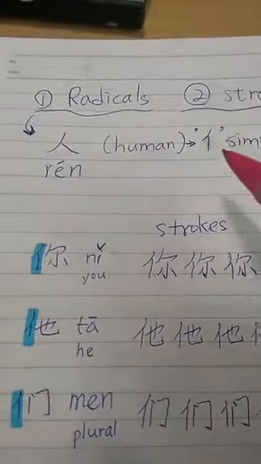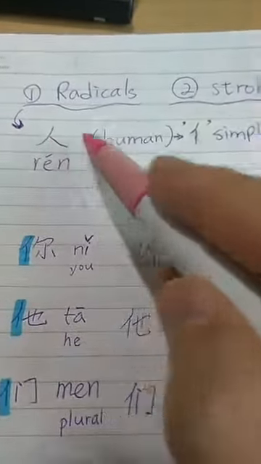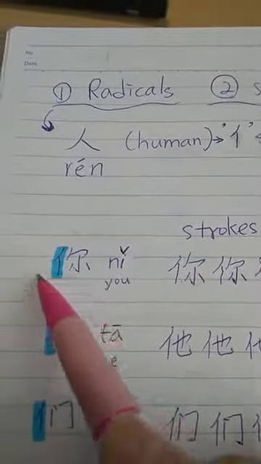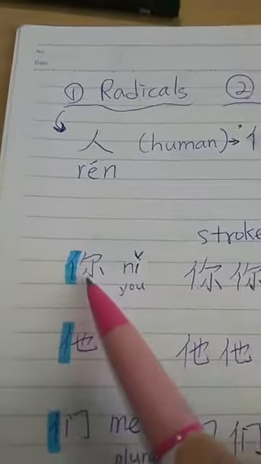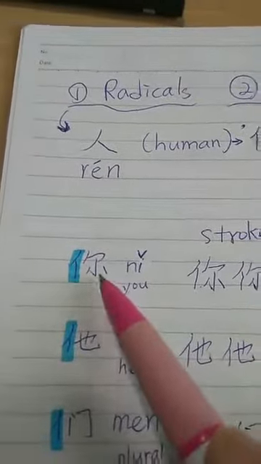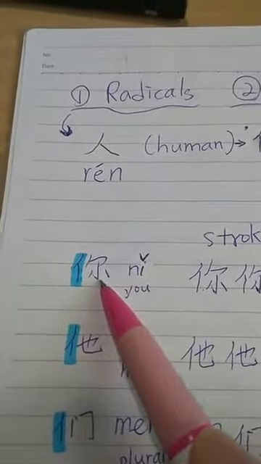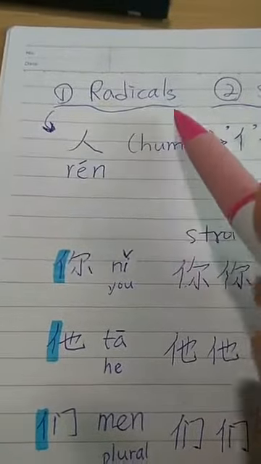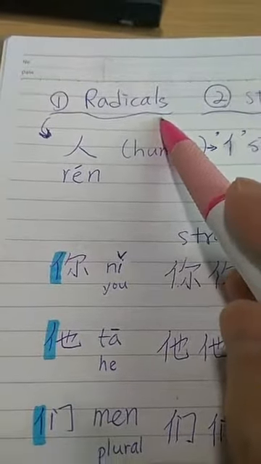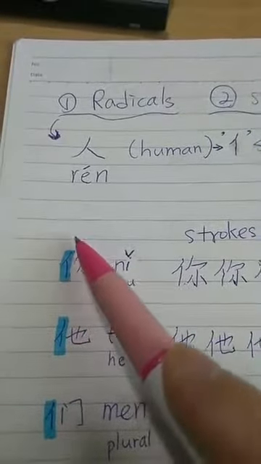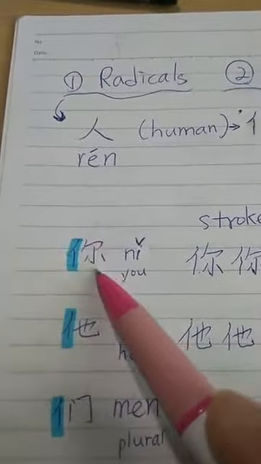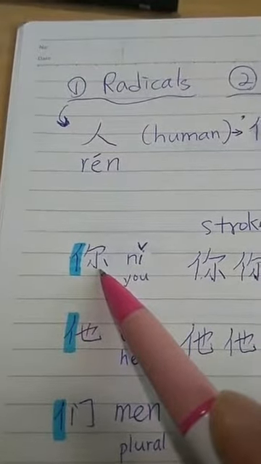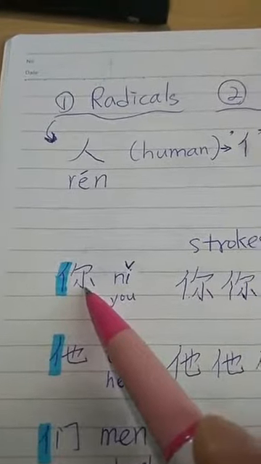So whenever you see the simple form of this radical, you can understand the personality, the quality of this word. Of course you understand this word refers to something about human or people. That's why radicals are so important: if you can recognize a radical, then you can decide the quality and the personality of one Chinese word.